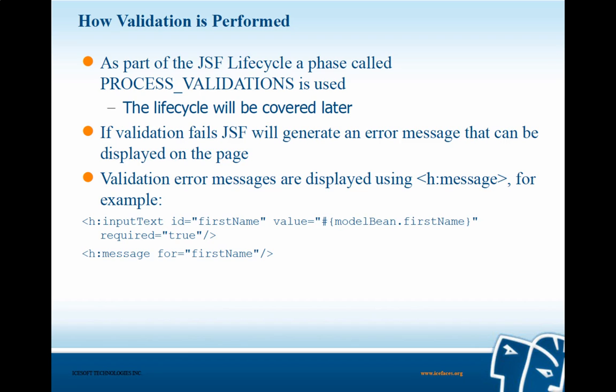Validation error messages are displayed using the h:message tag. So for example, here we have an h:inputText with an ID of firstName. Below that we have an h:message tag with a for attribute corresponding to the ID of our firstName input text. Most importantly, we have required set to true. So if a user does not enter in a first name value, an error message is going to be output through our h:message tag.